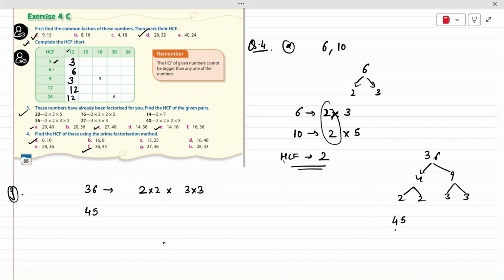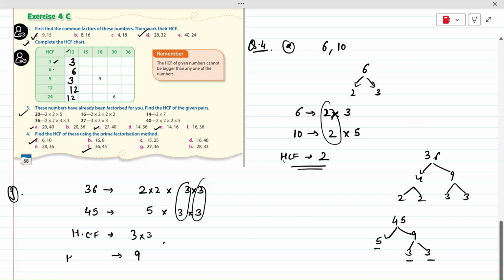Coming to 45. For 45, what we have is 5 and 9. And 5 cannot be further broken down. And for 9, it is 3 and 3. So the same thing I'm writing here. Factors are 5, 3 and 3. So now to find out the common factor, what do we have to do? Find out the commons. This 3 is common. This 3 is common. That's it. So HCF will be 9. Find the common and multiply them. Simple. Okay, so this is how we have to do it using the prime factorization method, kids.